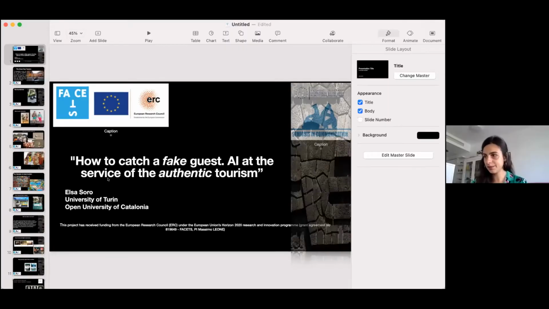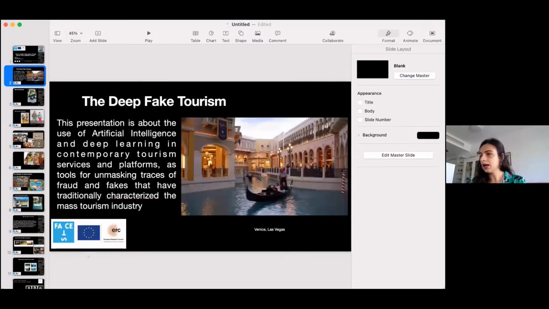My presentation is about the use of artificial intelligence and deep learning in tourism, in contemporary tourism services and platforms, as a tool for unmasking the traces of fraud and fake that have characterized the tourism industry, and in particular the mass tourism narrative.